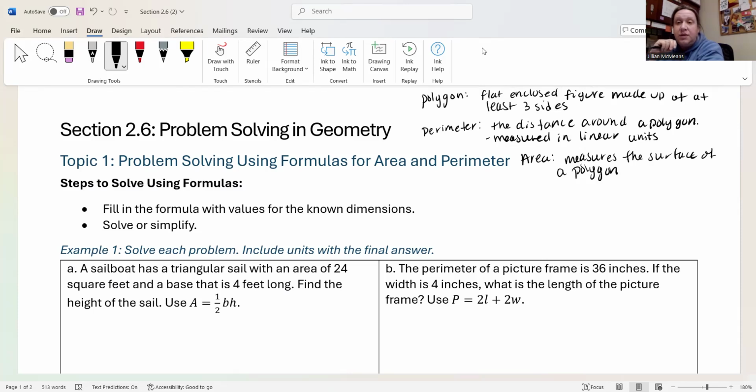When you're dealing with the area, envision the flooring. So do you have carpet? Do you have wood floors? Do you have linoleum? Do you have tiles? All of the flooring represents the area. So it's the surface of that floor. So that's kind of the difference between perimeter and area. And what's really important is area is measured in square units.